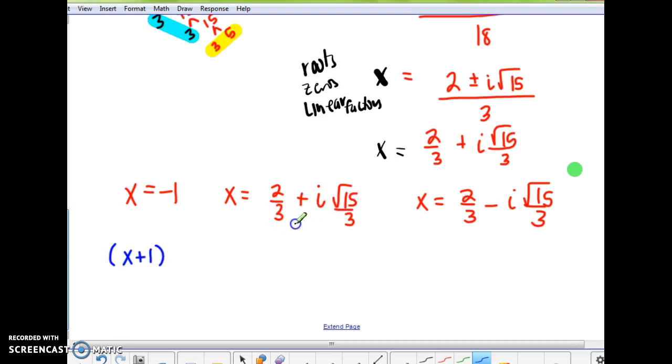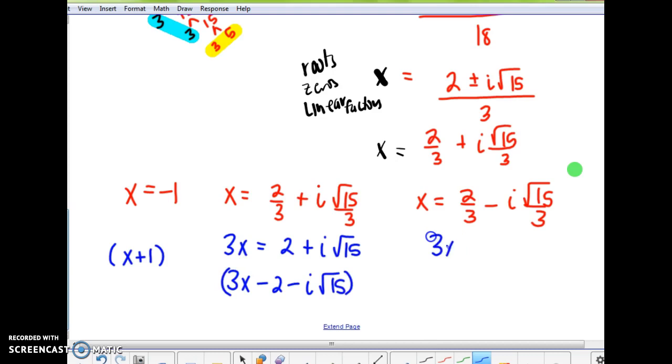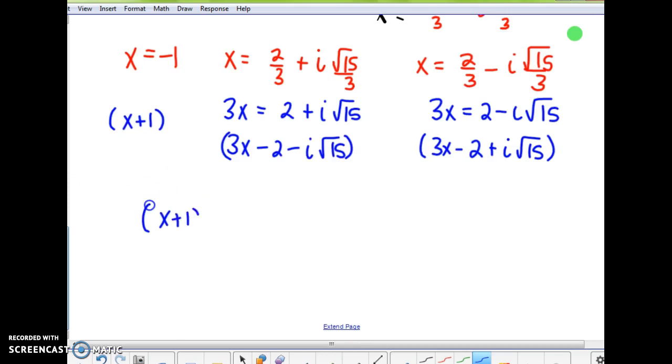This guy, probably not. I would go ahead and multiply each side by 3, so I get 3x equals 2 plus i radical 15, and then just move all the parts over so your right hand side is equal to 0. So take away 2 from each side, and then take away i radical 15. Same with this one, multiply everything by 3, and you're going to take away 2 and add that imaginary part. So the factored form is x plus 1, 3x minus 2 minus i radical 15, 3x minus 2 plus i radical 15.